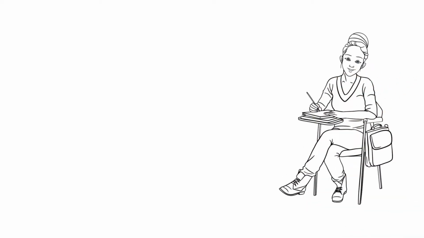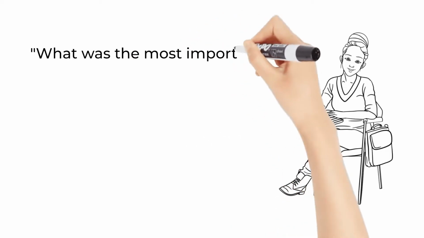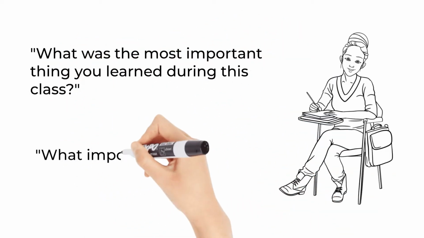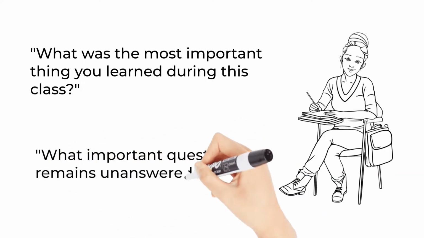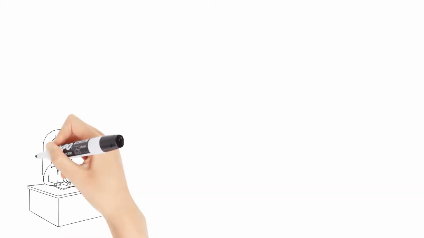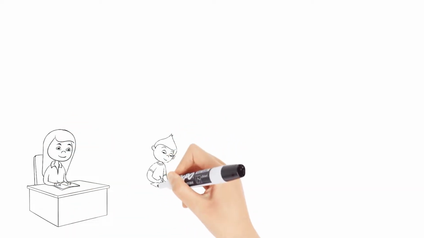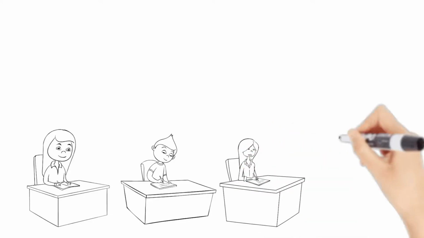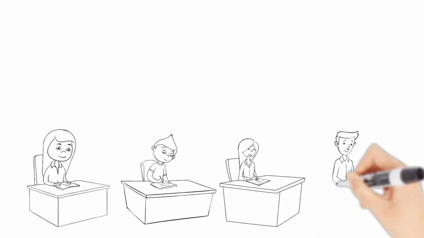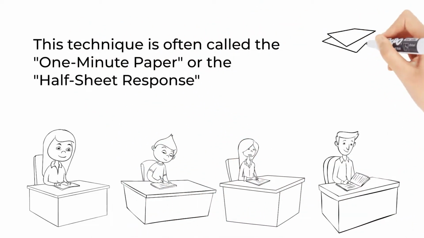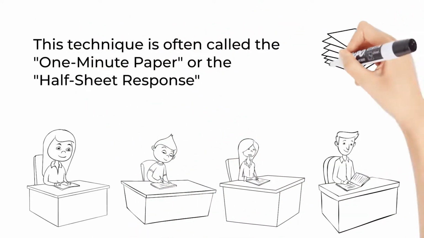An instructor will ask students to respond to some variation of the question, what is the most important thing you learned during this class, and what important questions remained unanswered? Students are given a few minutes to write down their responses on index cards or half a sheet of paper and hand them in. Thus, this technique is called the 1-minute paper or half-sheet response. It is a quick and simple way to gather written feedback on student learning.